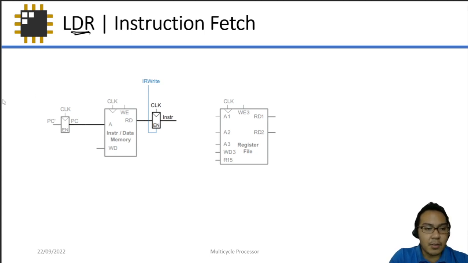So first, we fetch the instruction from memory. PC goes into the data memory, and the instruction comes out. It goes into a register to remember the instruction, and that's going to be remembering the instruction for the rest of the time to follow. For the instruction fetch stage, we want to write into that register so it has an enable.